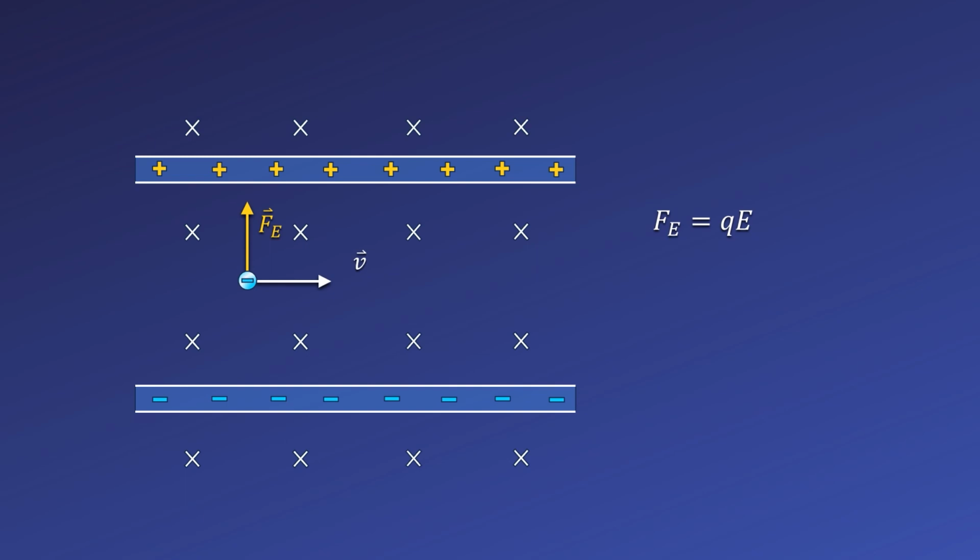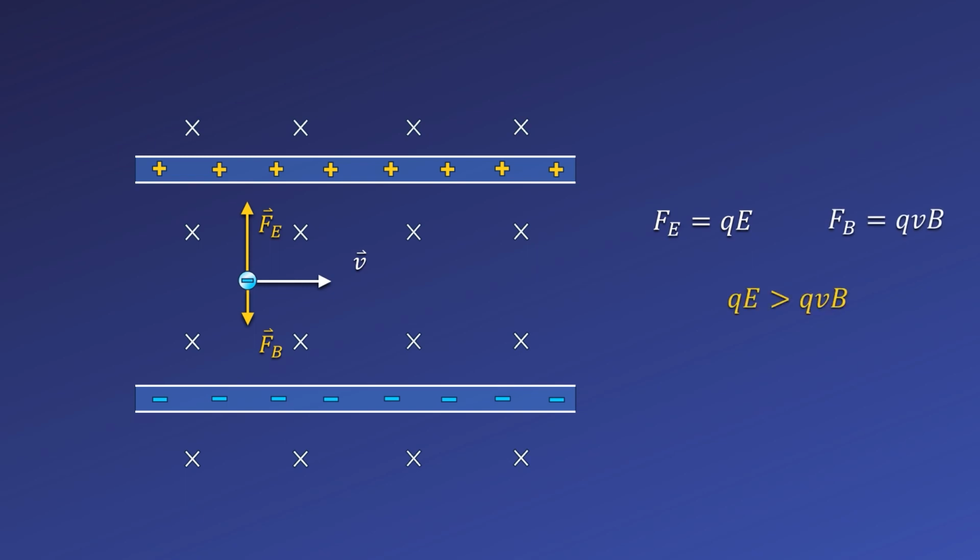Since it is a negative charge, it will feel an electric force in the opposite direction of the electric field, which in this case is upward toward the positive plate. This force has a magnitude of qE. Using the right-hand rule, a positive charge would feel a magnetic force upward, so our negative charge will feel a magnetic force downward, and this force will have a magnitude of qvB.